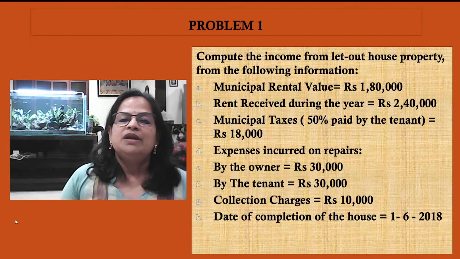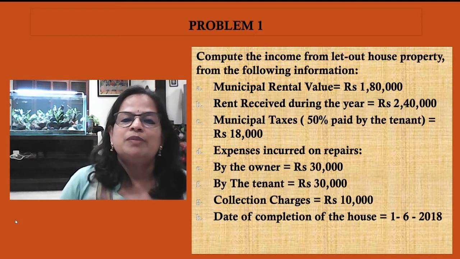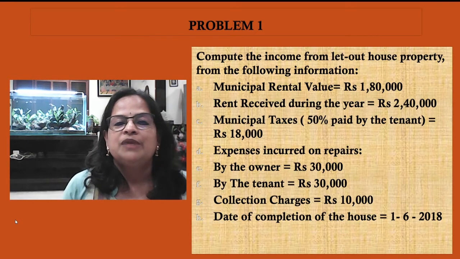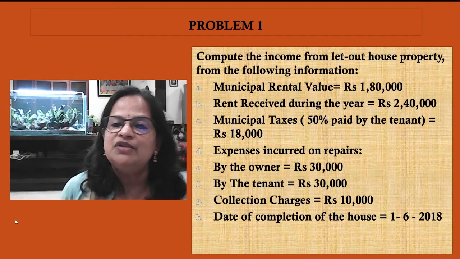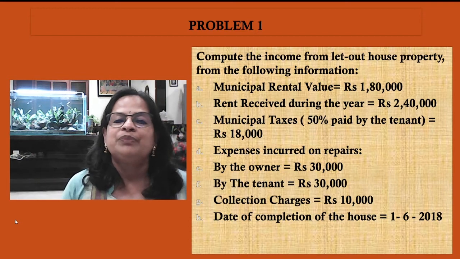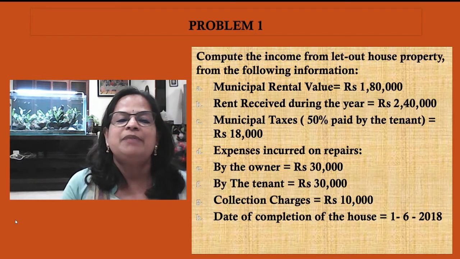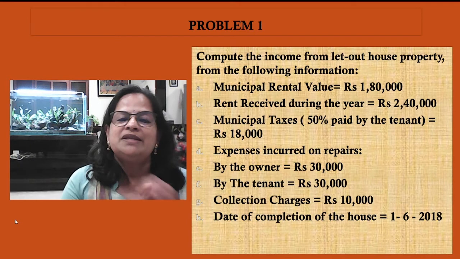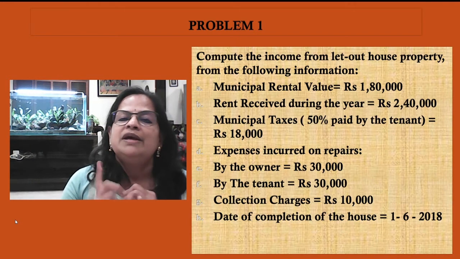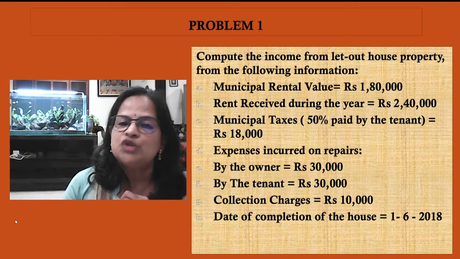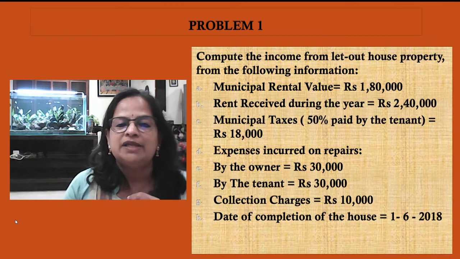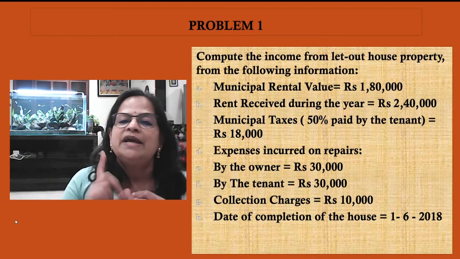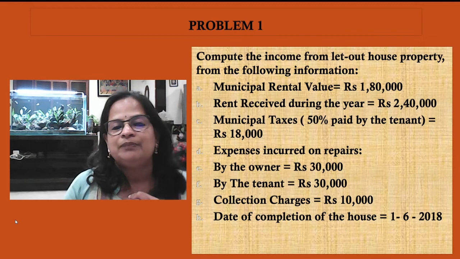First problem: compute the income from let out house property from the following information. Municipal rental value 1,80,000, rent received during the year 2,40,000. Municipal taxes 50% paid by the tenant. Please remember that this is one adjustment you have to remember. Municipal tax paid by the tenant is not allowed. Only that paid by the owner is allowed. Now expenses incurred on repairs by the owner 30,000, by the tenant 30%, and collection charges 10,000.